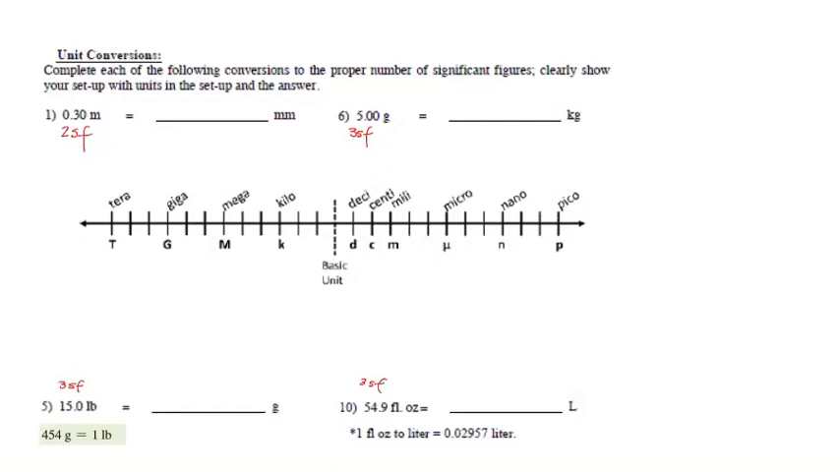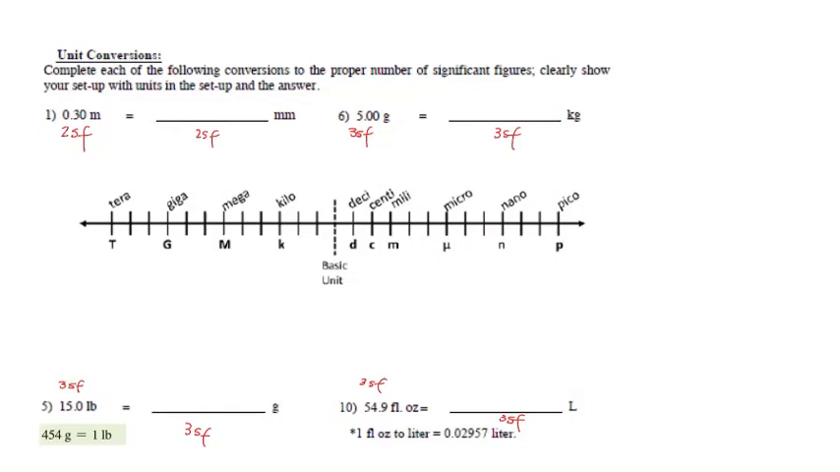So what does that mean, you guys? That when we convert, we need to find in that answer, in this case, two sig figs, in the answer of all of the other ones, three sig figs. Because that's what is given to you. So let's get started with problem 1 and 6.